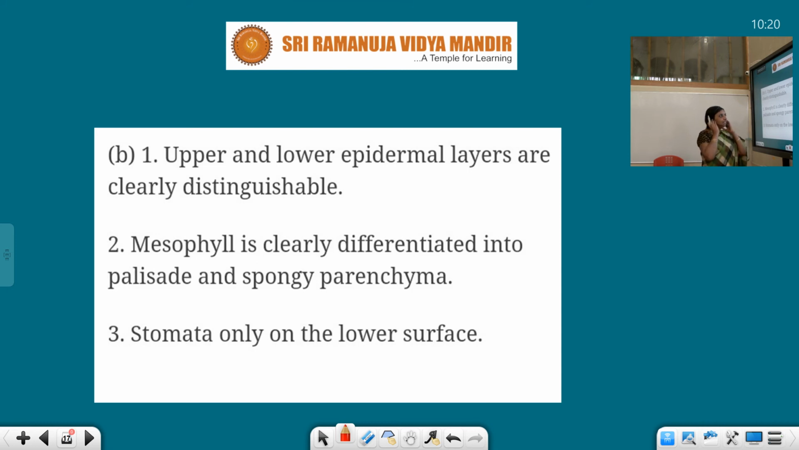And mesophyll is clearly differentiated into... mesophyll cells are not differentiated into, sorry, here, not clearly differentiated into palisade and spongy parenchyma. All the cells are similar in monocot. All the cells are similar and they are like spongy parenchyma. They are loosely arranged in monocot leaf. Stomata only on the lower side. Stomata is present only in the lower side.